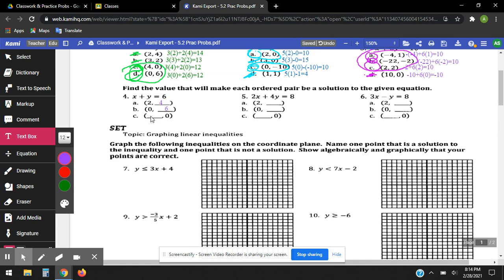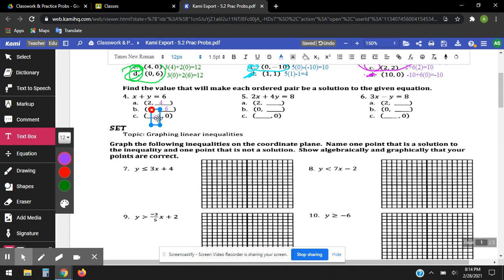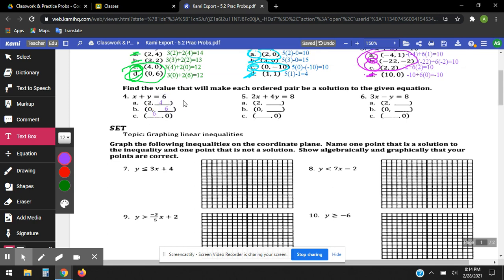And then something plus 0 equals 6. Well, 6 plus 0 equals 6. So we're just adding those 2 points together and they need to equal 6. That one worked pretty well. This one's a little more complicated.